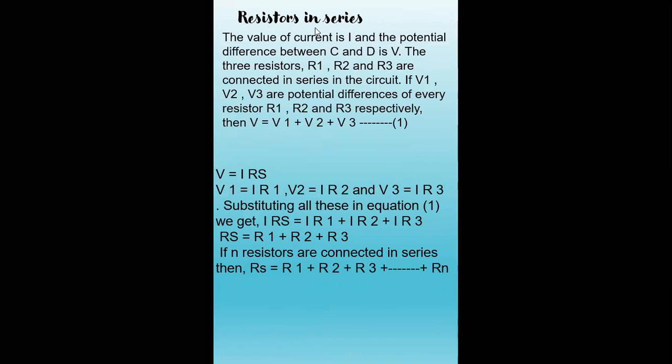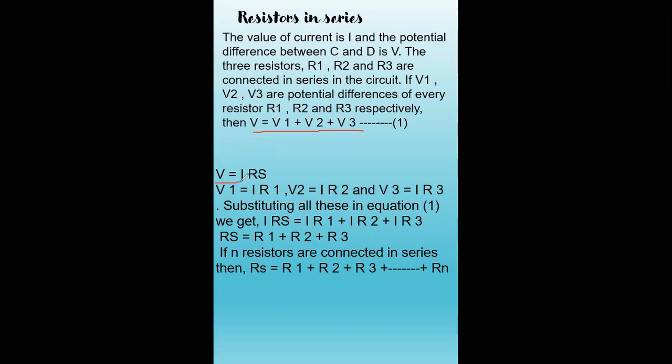Continuing with the same, V equals V1 plus V2 plus V3. Now we know, according to Ohm's law, V equals I RS, where S is taken for series. Then V1 equals I R1, V2 equals I R2 and V3 equals I R3. These values can be substituted here. So we write I RS equals I R1 plus I R2 plus I R3. Now we take I as common, so it cancels. So RS equals R1 plus R2 plus R3. If n resistors are connected in series, then RS equals R1 plus R2 plus R3 plus up to Rn. So this way we can prove the formula for resistors in series. Hope that it is clear to all of you.